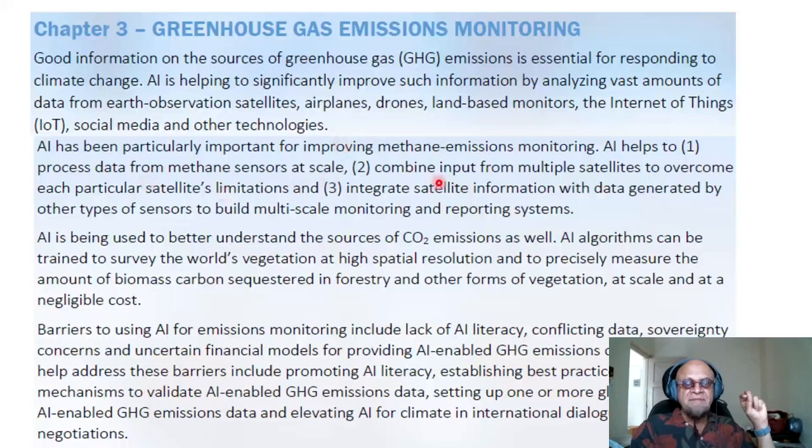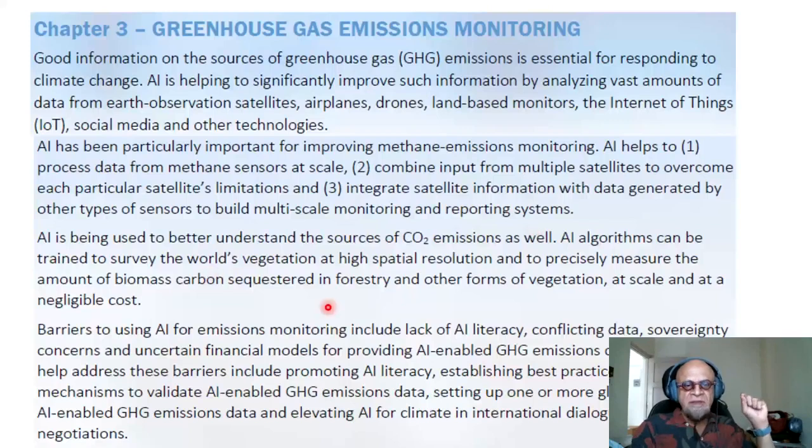AI has been particularly important for improving methane emissions monitoring. AI helps to process data from the methane sensors at scale, combine input from multiple satellites to overcome each particular satellite's limitations, let's say in spatial and temporal coverage, and integrate satellite information with data generated by other types of sensors to build multi-scale monitoring and reporting systems. So satellites have a tendency to look at a certain scale, and they have tracks along which they measure data, but in situ observations can add and complement.